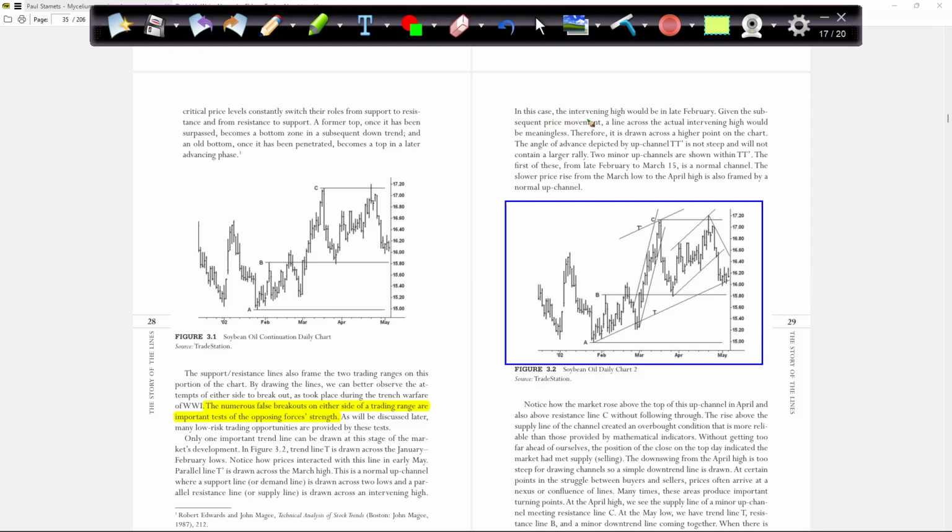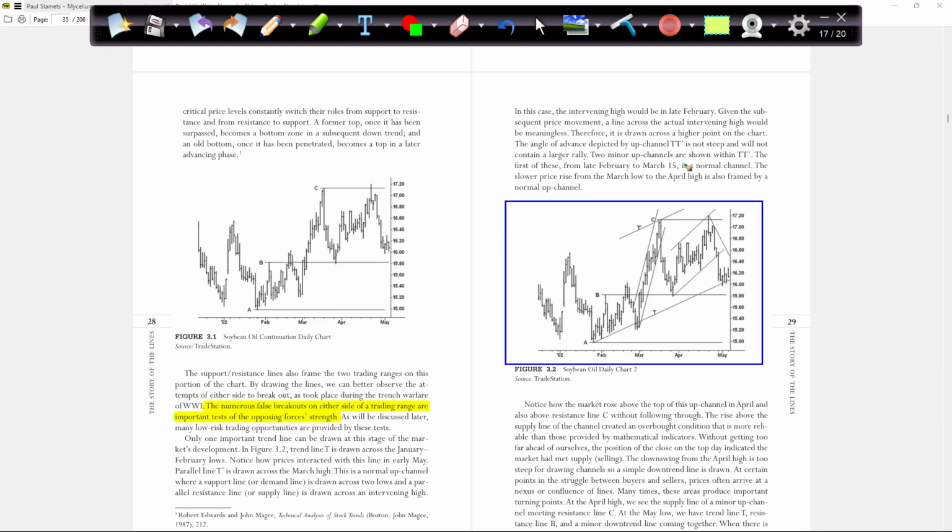In this case, the intervening high would be in late February. Given the subsequent price movement, a line across the actual intervening high would be meaningless, because it would cross the price action. Therefore, it is drawn across a higher point on the chart. The angle of advance depicted by up channel T prime is not steep and will not contain a larger rally.